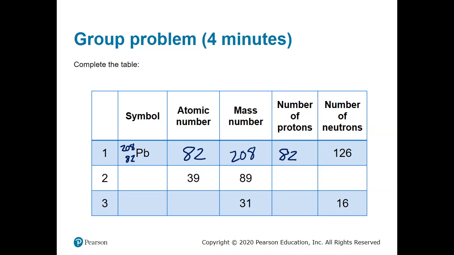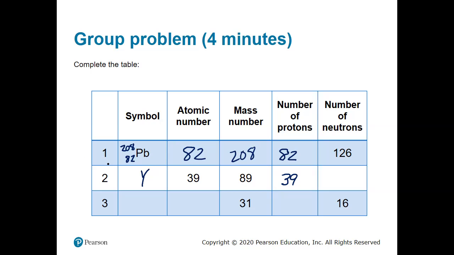So with that in mind, I now know the atomic number for my second example. My atomic number is 39. There should be two other boxes I can fill in here based solely on that information. Anyone? Yeah. The number of protons would be the same, 39. And the symbol, element number 39, is Y. Yttrium.